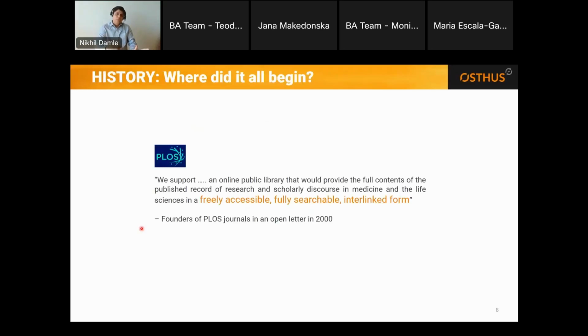Let me dive into a bit of history or origins of FAIR. The need of making your data FAIR was first recognized in academia, right at the turn of the century, by the founders of the PLOS journals. They did not mention the words FAIR as we know them today, but nonetheless, the foundations of FAIR principles lie in this open letter, or the open public library that they had proposed at the time.